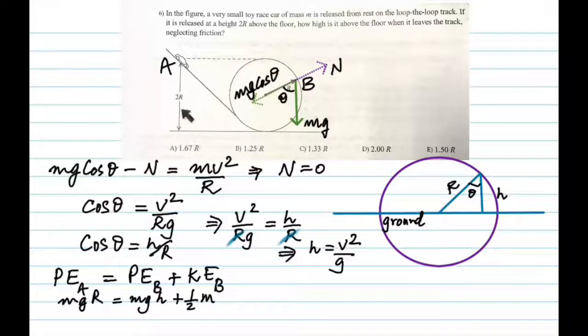Why did I get it as mg times r? Anybody? Because I set the ground at the middle there. Remember that. That's why the height is the radius. Okay. For the h, I substituted as v squared by g. Do you see that there? Right. That's all I do. And then I cancel the mass.